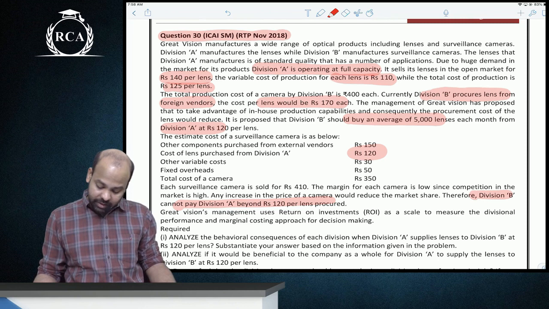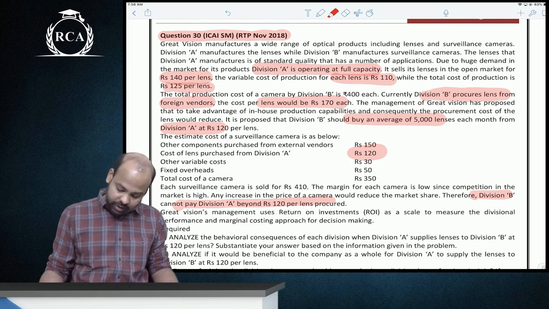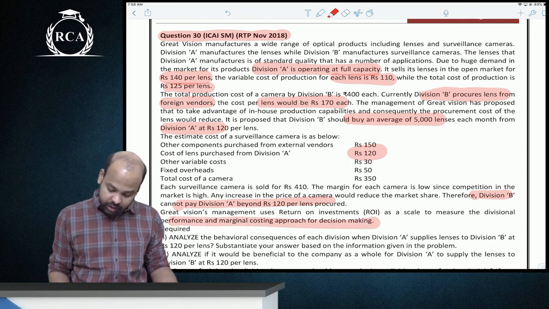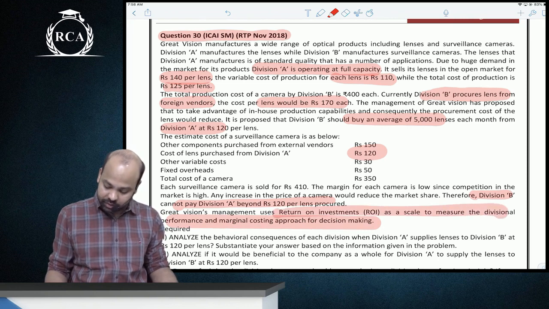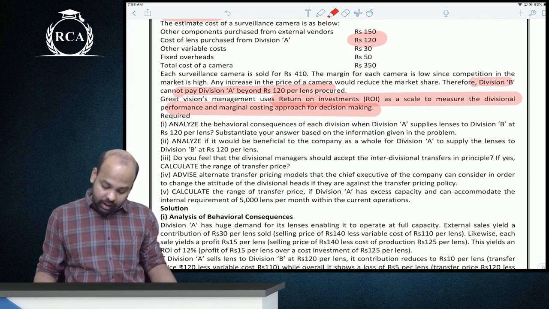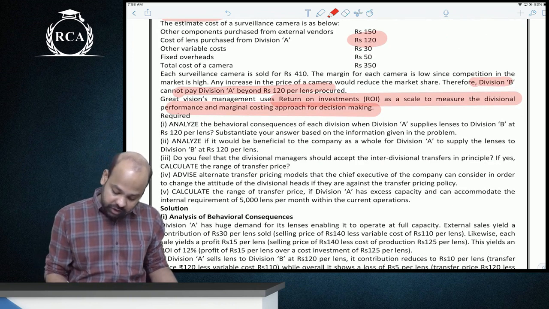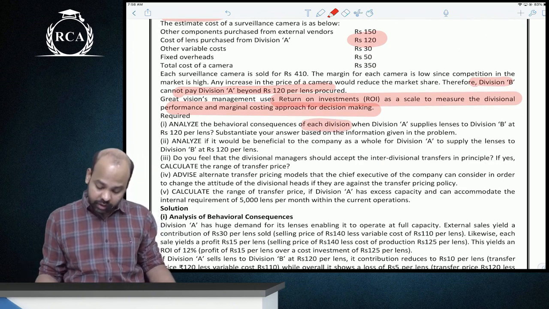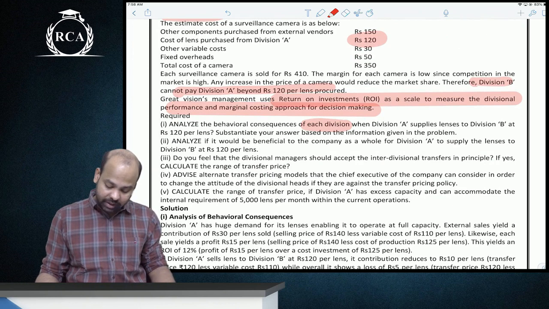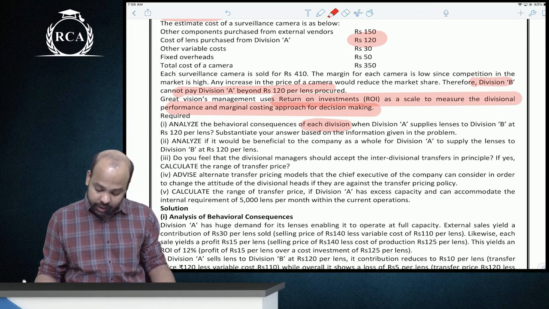Great Vision's management uses return on investment as a scale to measure the divisional performance and marginal costing approach for decision making, just like the previous question. Analyze the behavioral consequences of each division when Division A supplies lenses to Division B at 120 rupees per lens.